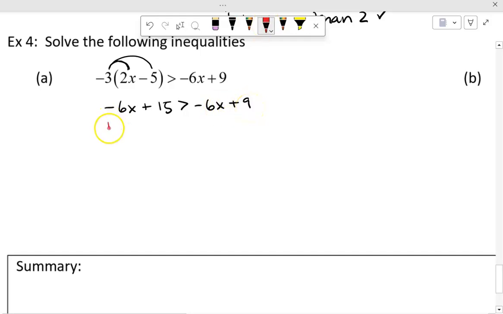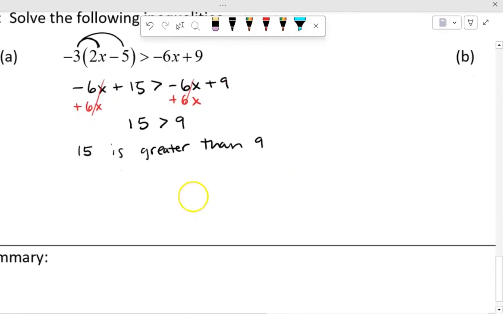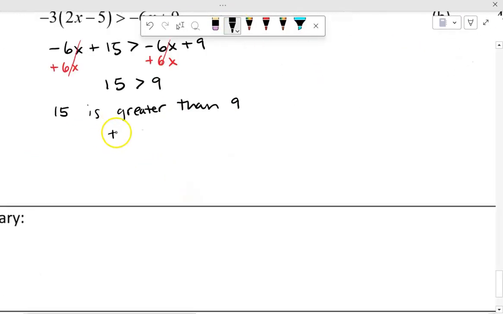And what you're going to notice is that if you try to get all your x's together, they actually cancel completely on both sides. And you end up with a statement with no variable whatsoever. 15 is greater than 9. You're asking yourself, is this true or is this false? Because if it's true, it's infinite solutions, but if it's false, it is no solution. Well, 15 is greater than 9. That is a true statement. So this would be infinite.